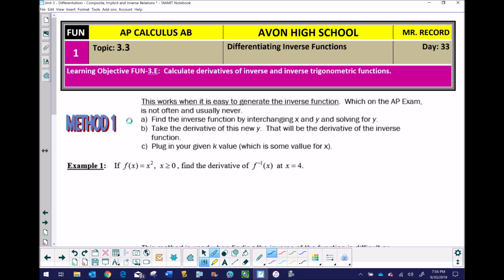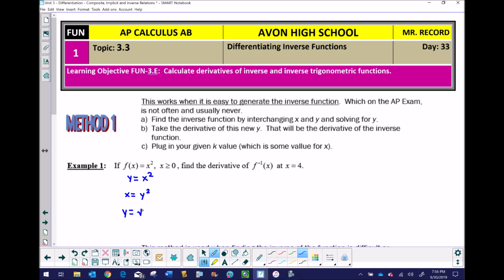Now, in the case of step A here, it asks to find the inverse of the function by interchanging the x and the y and solving for the new y. So temporarily, that f of x is going to act as a y, but not for very long, because our first step is to actually interchange the variables. So let's say that we do that, and then upon doing that, we're going to solve for that y by taking the square root of both sides.